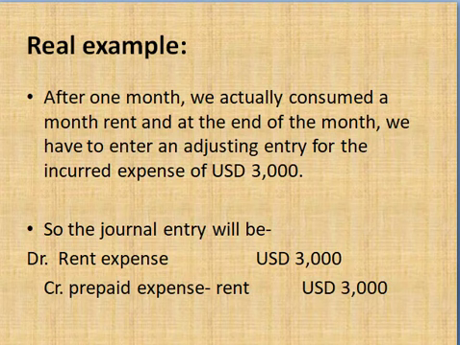So the journal entry will be debit rent expense USD 3,000 and credit prepaid expense rent, as you are not paying the cash. You have already paid the cash in advance and it was recorded as an asset. The prepaid expense was recorded as an asset. So now you are just adjusting your real expense with the prepaid expense account.